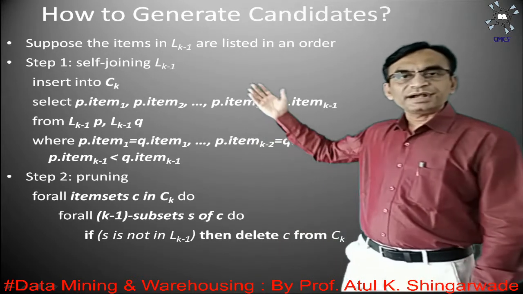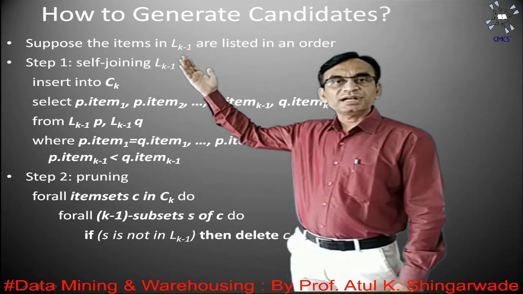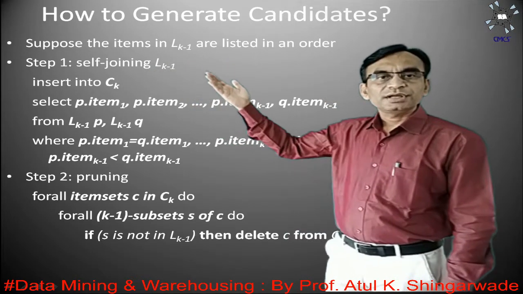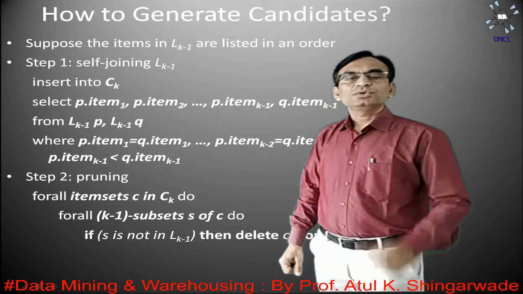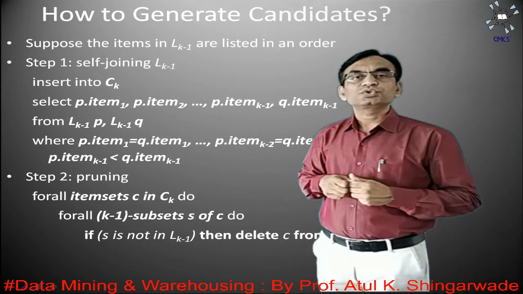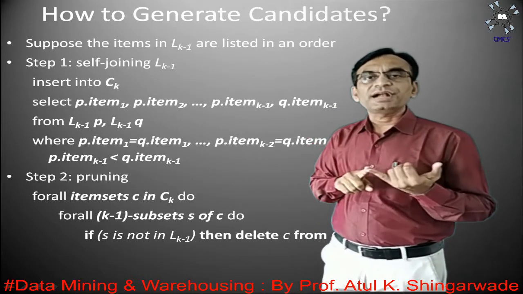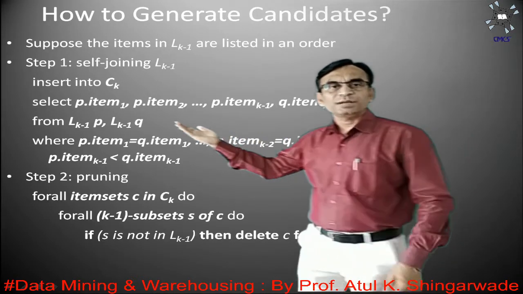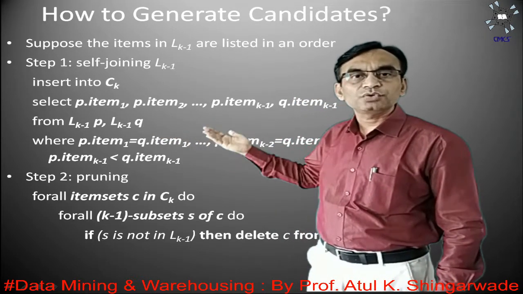Now, how the candidates are generated can again be shown like this. Suppose we have items in Lk minus 1 listed in order, self joining Lk minus 1, insert into Ck. So here we can have queries, and those queries can be applied to form those candidates together according to a particular level. If we need frequent 1 item set, frequent 2 item sets, then we have to combine those, and that's why it is written P dot item 1, P dot item 2, P dot item 3.